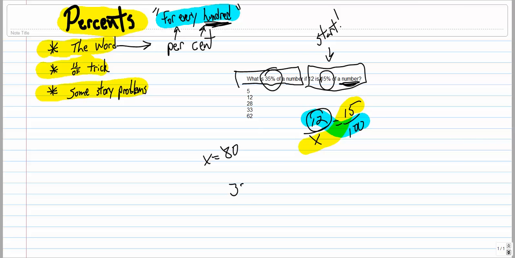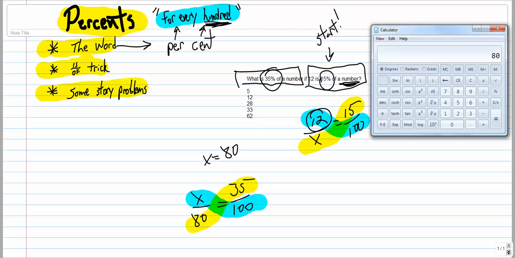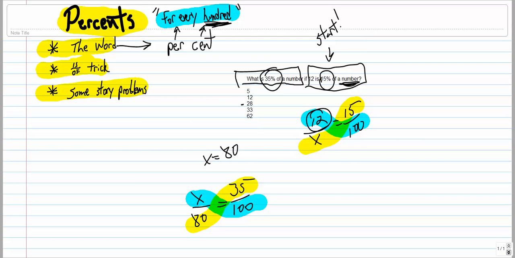So 35% of 80 is what? So now I've got my new problem here. So this time I'm going to have 80 times 35 divided by 100. So let's do that. 80 times 35 equals, take off a couple of zeros there, and we get 28. So that's going to be choice C.